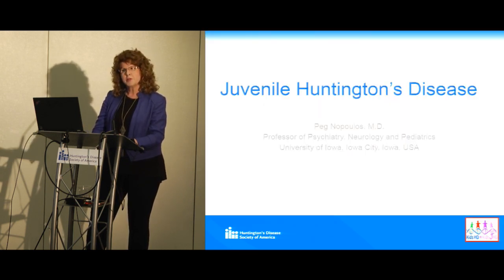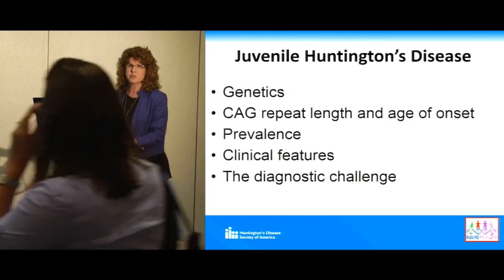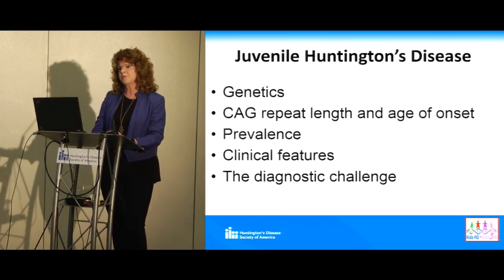And today we're going to talk about juvenile Huntington's disease. I have an outline for you, because we're going to go over these topics. So genetics, the CAG repeat length, age of onset, prevalence, clinical features, and the diagnostic challenge. So how we're going to structure this today is I'm going to go through the presentation, and then at the end I'll be happy to take questions, so please keep in your mind if you have questions come up. We have potentially some questions online as well.